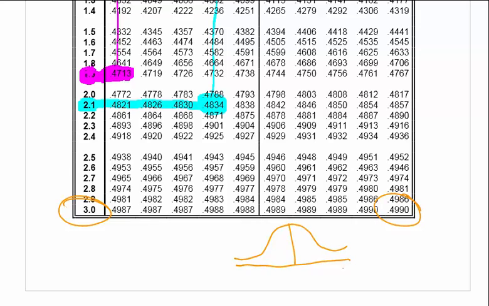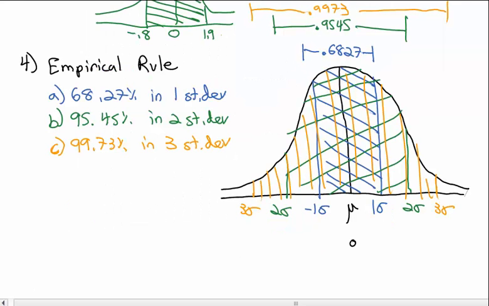So in this case, if I wanted 4.0, we'll just assume 4.0 being off the chart is all of it. We're going to give it a 0.5 area. Because for all intents and purposes, it's going to be close enough. It's going to be within 1/100th of a percent of accuracy, and probably less than that. So that's the empirical rule. 68% in 1 standard deviation, 95% in 2, 99% is within 3 standard deviations of the mean.